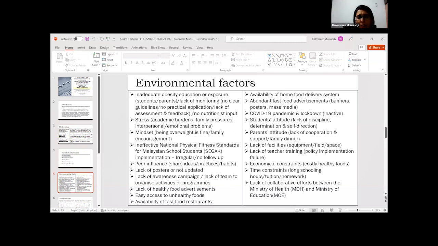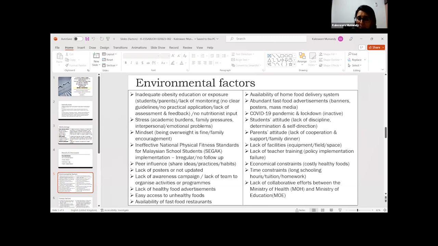If there is no motivation, there is no one to remind them, they will basically never follow any weight management strategies. Parents' attitude would be another reason, lack of cooperation given by the parents, lack of support, and especially they have this tradition of having family dinner together. Whenever they have family dinner, they eat large portions, and then it is not meeting the requirement.